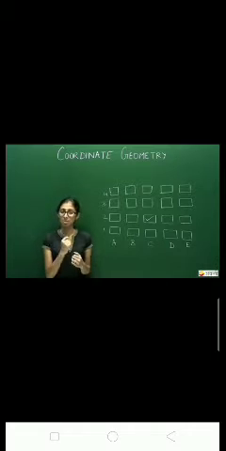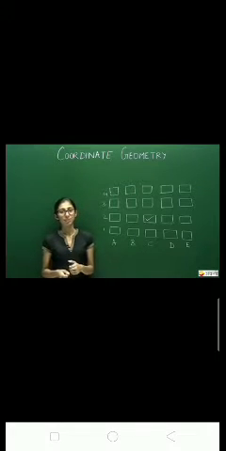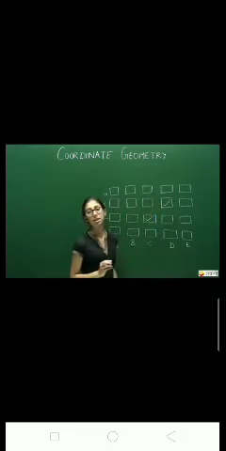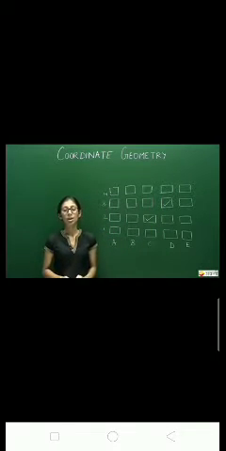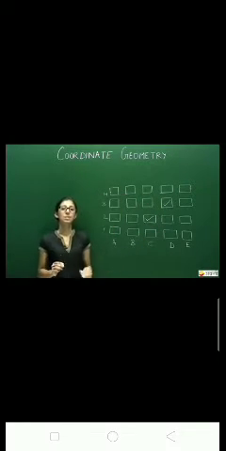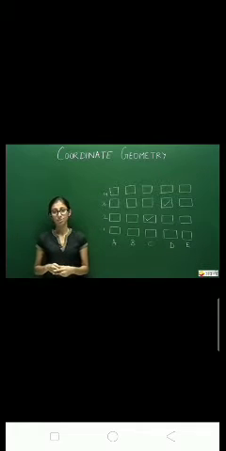If I tell you to find out which student is sitting on bench number 3 in row number D, how will you find that out? You will go to row number D, then bench number 3, and then you can tell me which student is sitting on this bench. We use this exact system in coordinate geometry also.